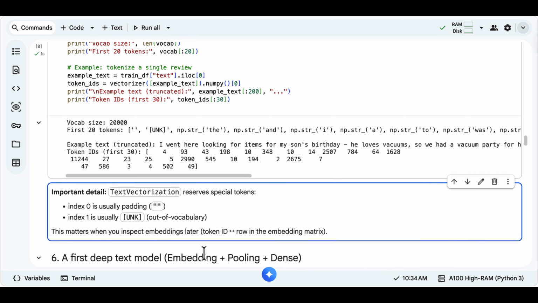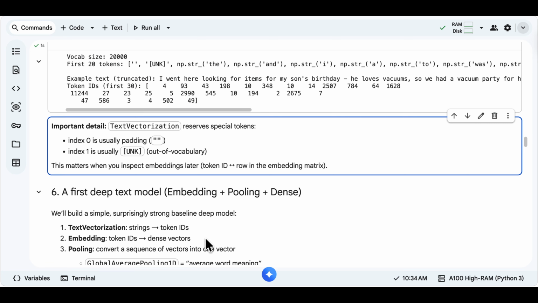This is a subtle but important detail. Token ID 0 is usually reserved for padding, which fills unused positions when a review is shorter than the fixed sequence length. Token ID 1 is usually the unknown token used for words outside the vocabulary. Later, when we inspect embeddings, these reserved IDs matter because they occupy real rows in the embedding matrix. So the mapping from token to vector is not arbitrary bookkeeping. It affects how we interpret learned parameters.